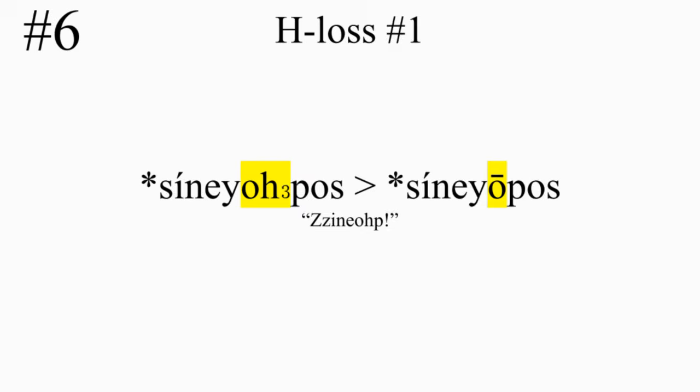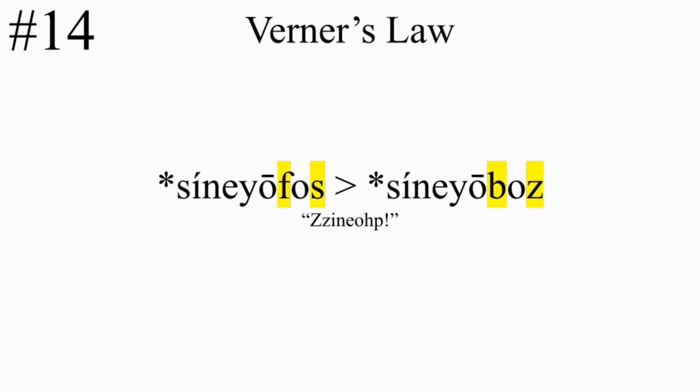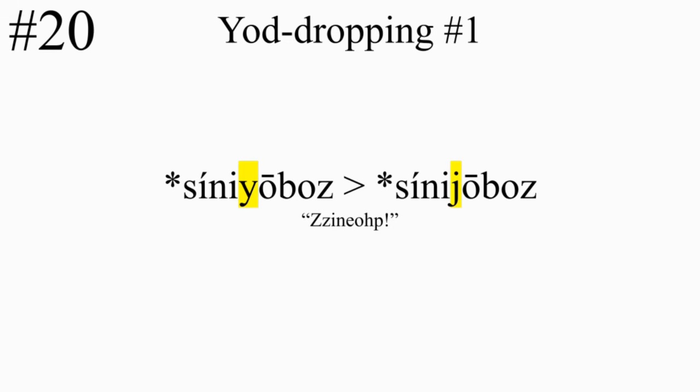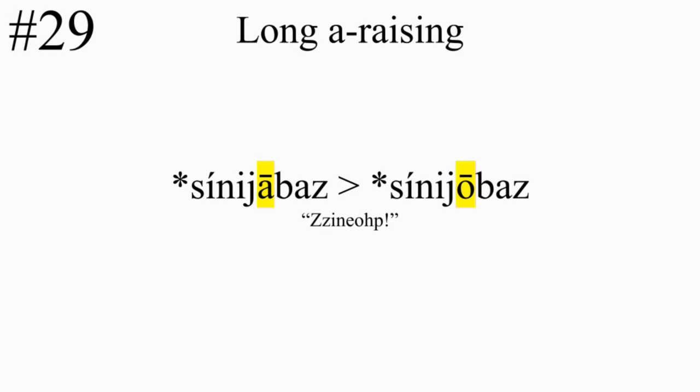So first of all, the laryngeal disappears, and since it comes after the vowel, it becomes long. Next up, Grimm's law changes this into a f, and the stressed vowel is here, so both of these fricatives voice because of Werner's law. The unstressed e raises up into an e. We want to spell the y differently, and both of the o's swap out for ahs. Then the long one goes back up to o.